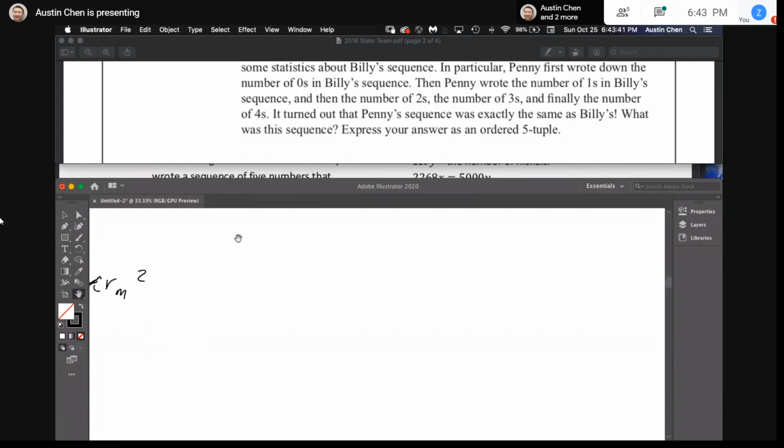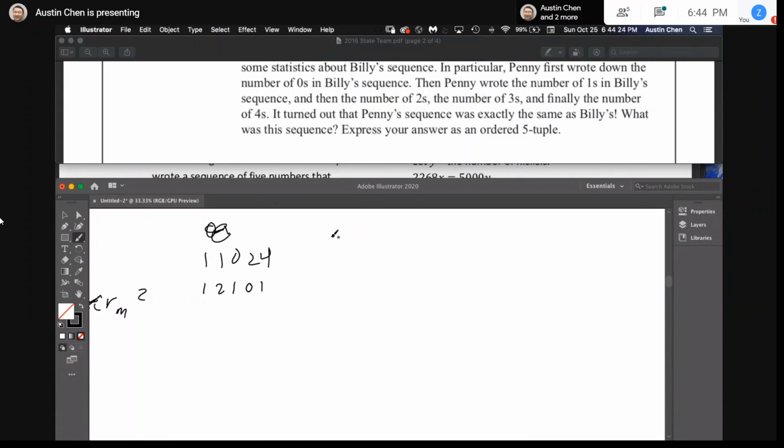All right, so what is it saying? It's saying we have some 5-number sequence. Let's just use, I don't know, 1 1 0 2 4. And then there's a sequence that describes this sequence, which is the number of zeros, the number of ones, and so on. So we have 1 zero in this. We have 2 ones in this. We have 1 two in this. We have 0 threes, and we have 1 four. And we want to make these two sequences the same. Once they're the same, whatever that sequence is, that's our answer.